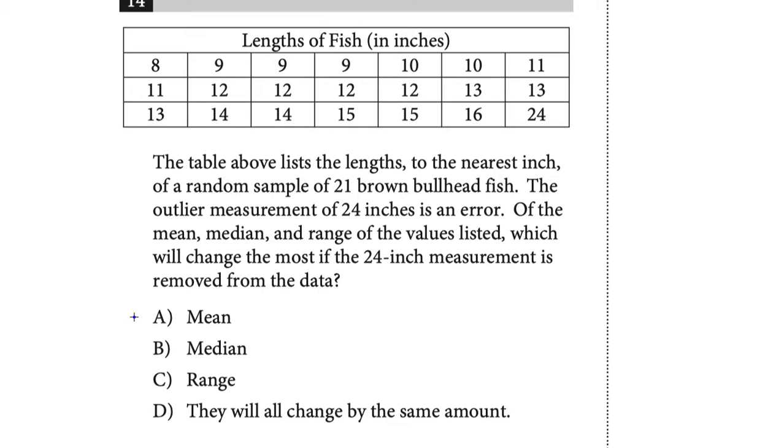So, there's the long way of doing this, which is calculate the mean, median, and range for the whole set of data, and then calculate it again once I eliminate 24. Which one is going to change the most? Any ideas?